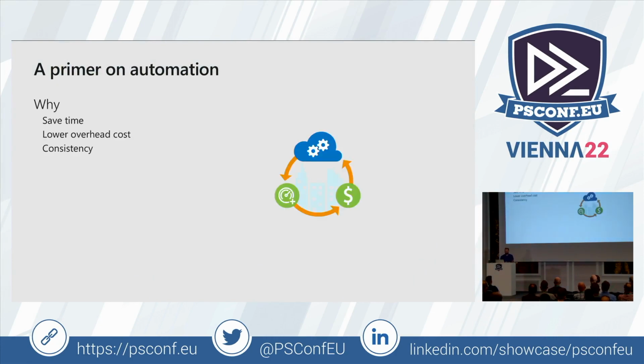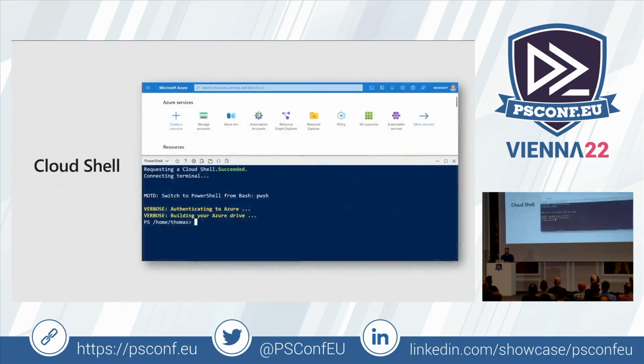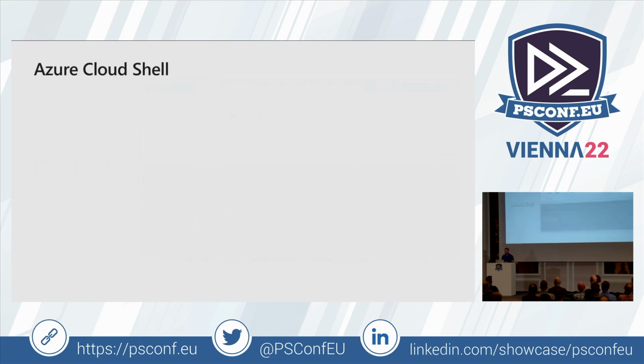Automation is obviously very important. I want to make sure that we can save some time and lower the cost and all that good stuff, and then manage resources at scale. So let's talk about Cloud Shell, which, if you think about it, is not just a shell running in Azure, but kind of like our admin workstation running in Azure. And I will also tell you a little bit about what is actually running in the background, how we make this possible.